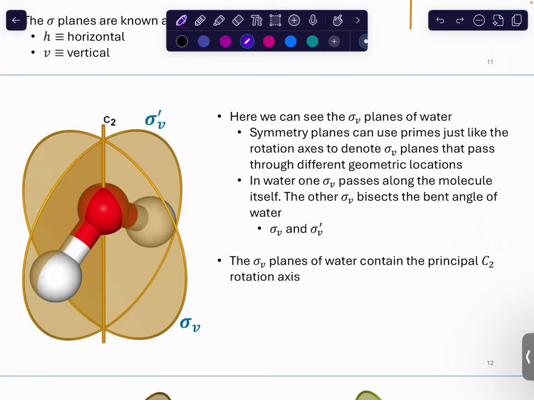Here you see your sigma v and your sigma v prime. This is what I mean by containing the principal rotation axis. So these are verticals. Your sigma v cuts between the bond, and your sigma v prime cuts straight down the molecule. If you reflect through either of those, you get the exact same molecule back. This hydrogen will come over here, that one over there. It's literally like putting a mirror there, and they'll look the same.